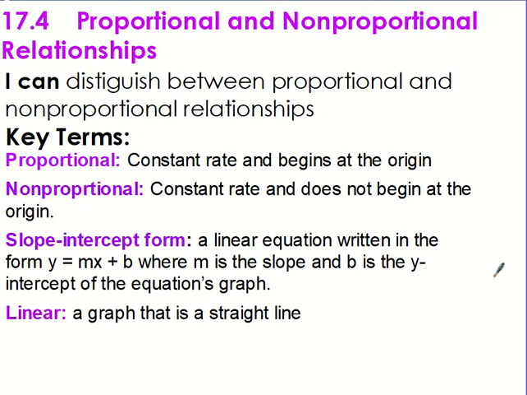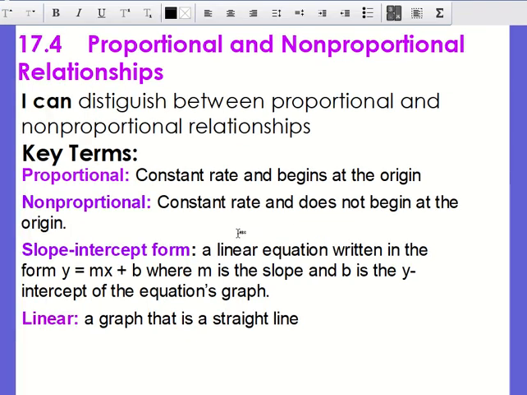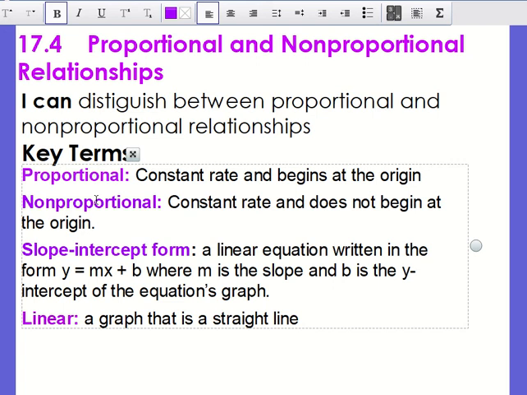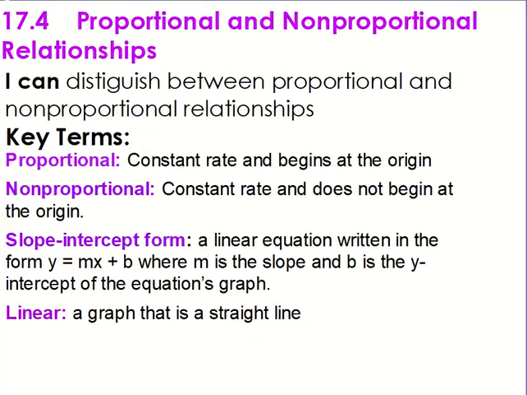Non-proportional, there we go, forgetting an O, will also have a constant rate, but it will not begin at the origin. And slope-intercept form will be a linear equation written in the form y equals mx plus b, where m is the slope and b is the y-intercept. We'll touch on that more tomorrow in class. And then linear is a graph that is a straight line. Remember the root word line right there, linear line. So take a moment, pause, make sure those are in your note takers.